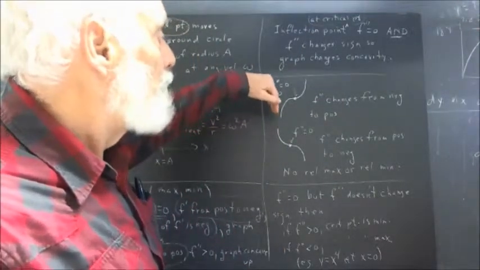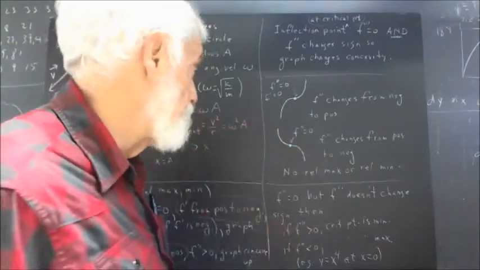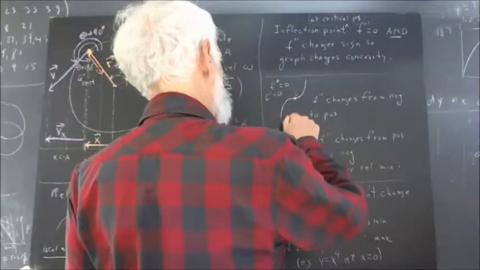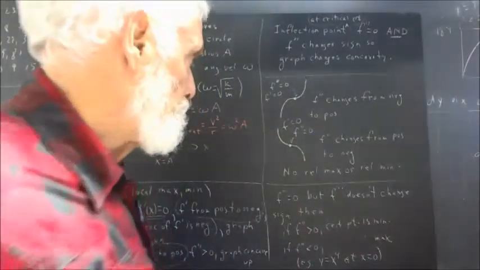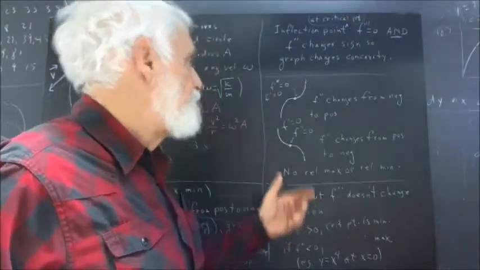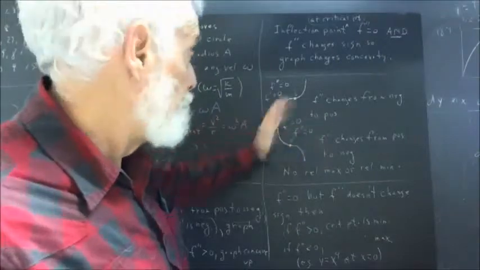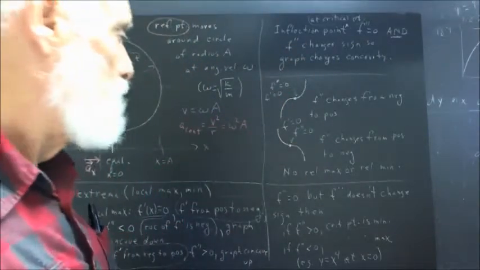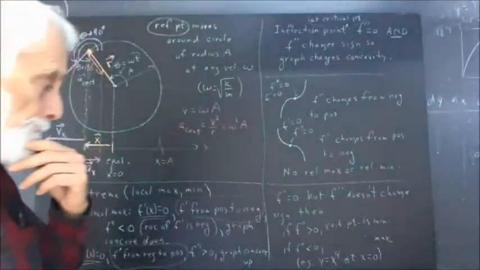Or f double prime could go from positive, concave up, to negative, concave down, at the critical point. Note that f prime is 0 and f double prime is 0 at this point. And that's a critical point at which the concavity changes from up to down. So it can change from down to up, or it can change from up to down. In either case, there's no relative maximum or relative minimum.